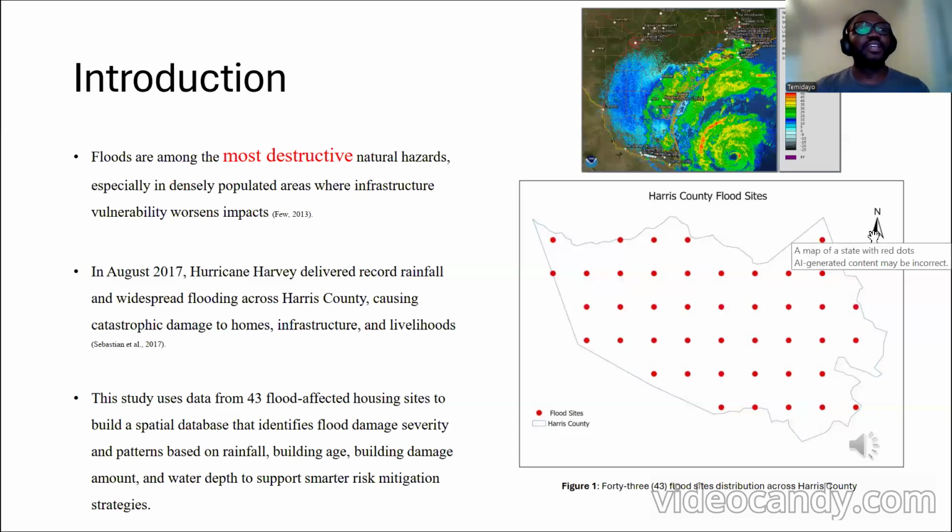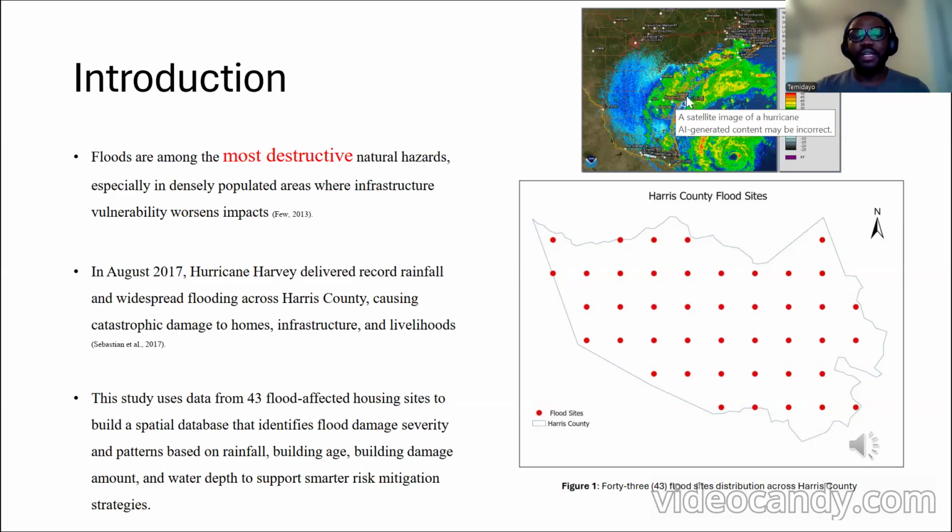By way of introduction, floods are among the most destructive natural hazards, especially in densely populated areas. In August 2017, Harris County experienced one of the most devastating flood events, if not the most devastating. It delivered record rainfall and widespread flooding across Harris County, resulting in damage to homes, infrastructure, and livelihoods.